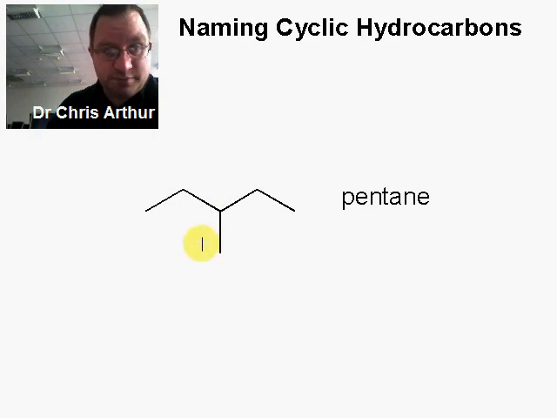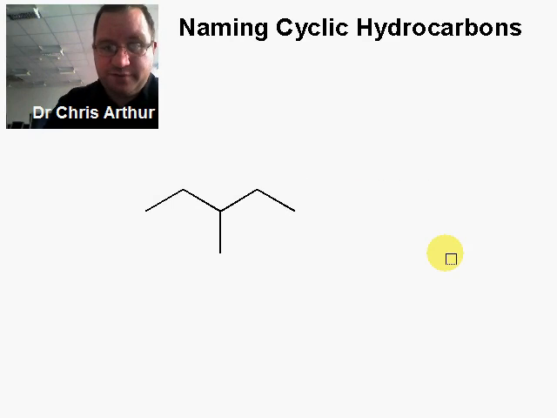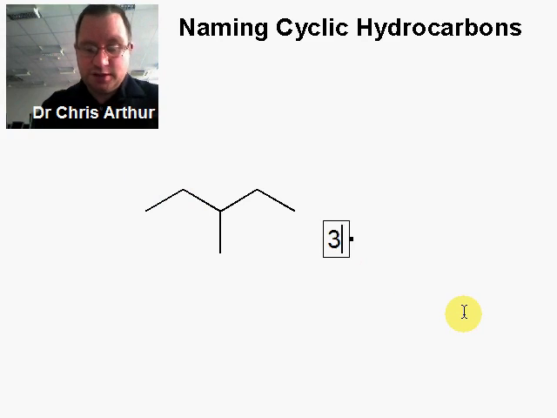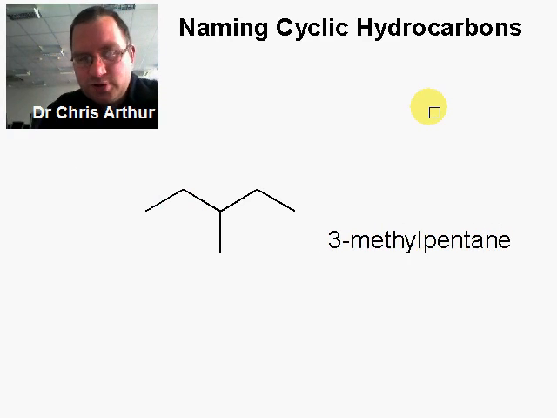Okay, and you also met the idea that we could introduce branching, and we deal with branching by numbering the position on which we put this branched group. So in this case it's still pentane, but we now have a methyl group, a 1 carbon chain long group on the 3rd carbon, 1, 2, 3, and that means that we name this compound 3-methylpentane. Okay, so those were the basic things.